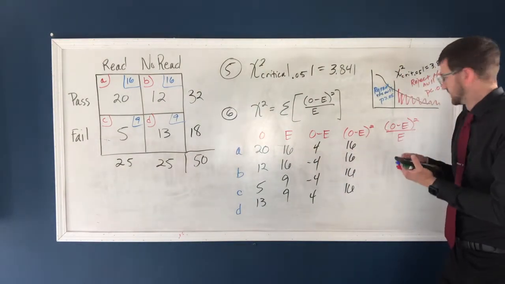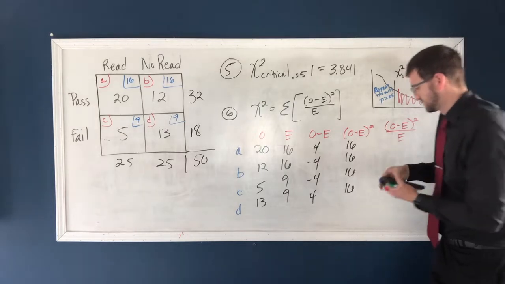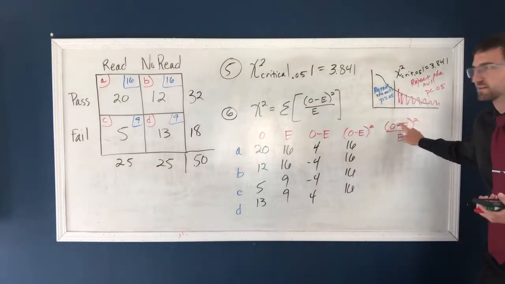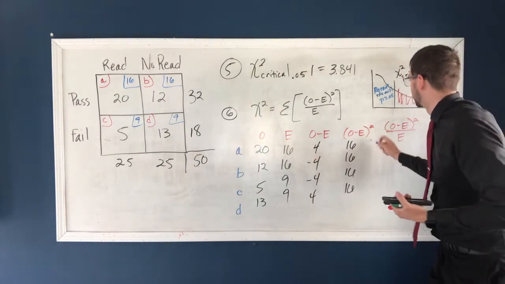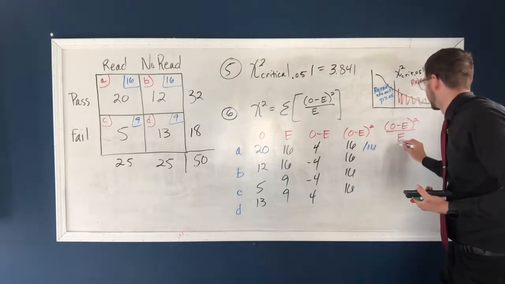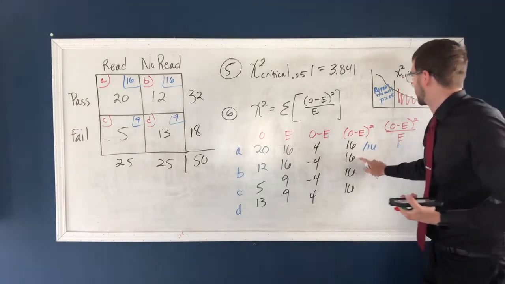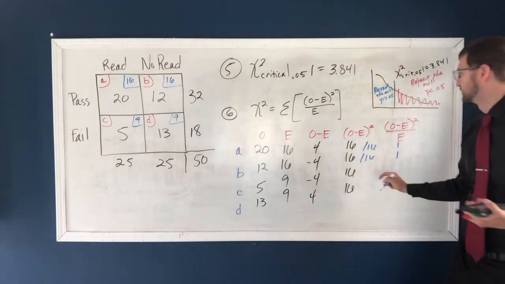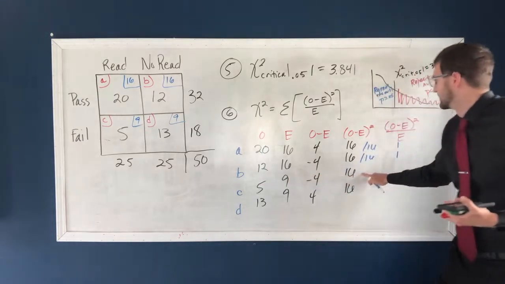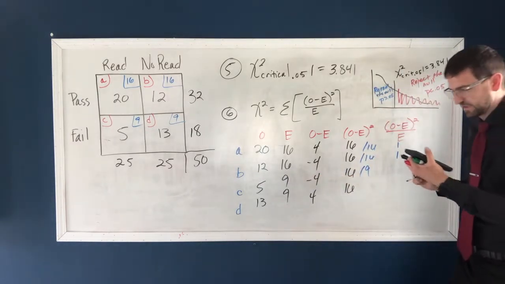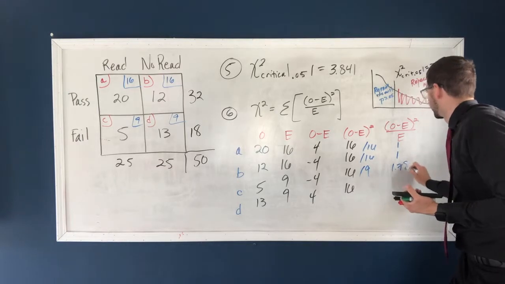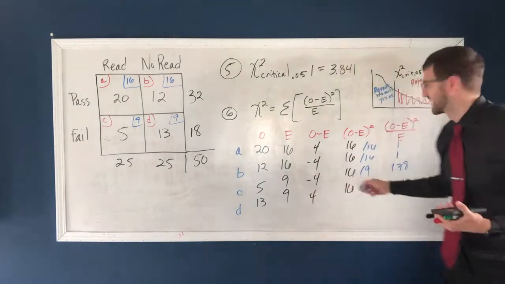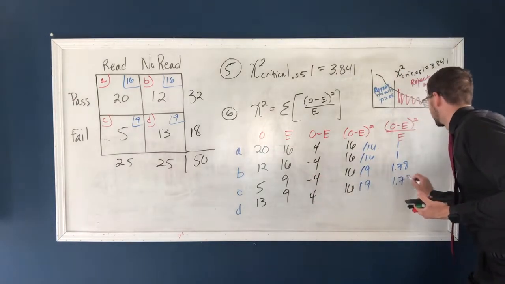I'm going to change back to blue here. So 16 is the top here. 16 divided by the expected value, which is 16. So 16 divided by 16 is 1. Okay, 16 divided by the expected value here, 16 divided by 16 is 1. And then here we go. 16 divided by 9 is going to give us 1.78. 16 divided by the expected value, which is again 9, is going to give us 1.78.